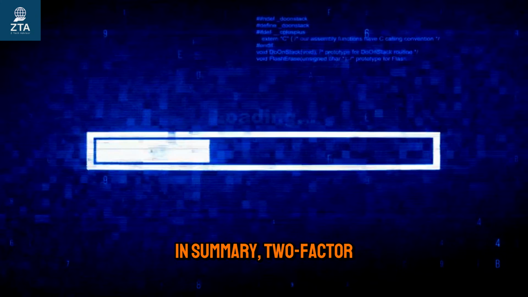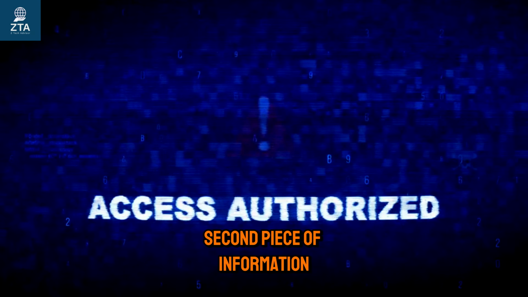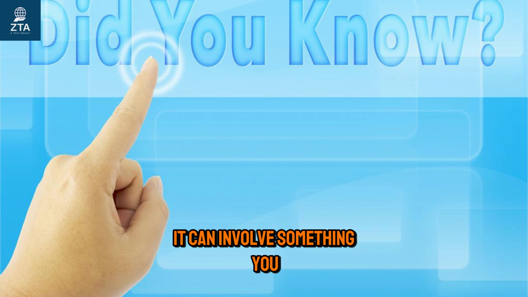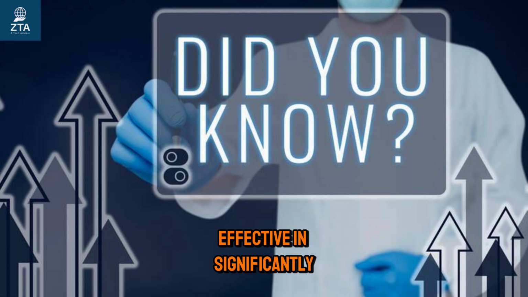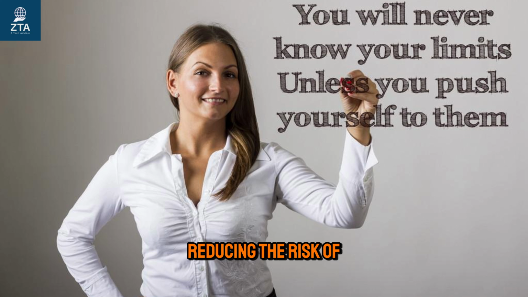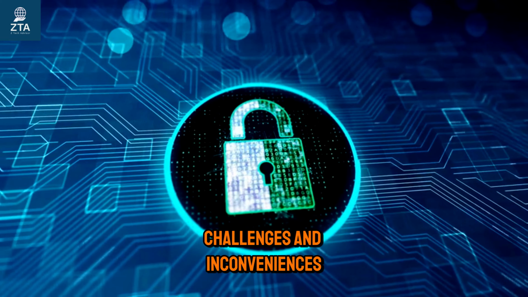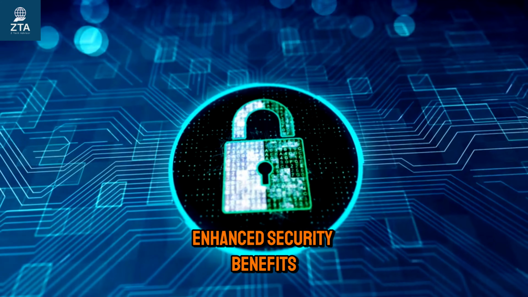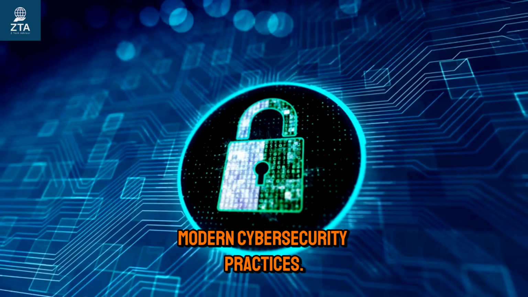In summary, two-factor authentication adds a critical layer of security to account access by requiring a second piece of information beyond just a password. It can involve something you know, something you have, or something you are, and is effective in significantly reducing the risk of unauthorized access. While there are some challenges and inconveniences associated with its use, the enhanced security benefits make it a vital component of modern cybersecurity practices.